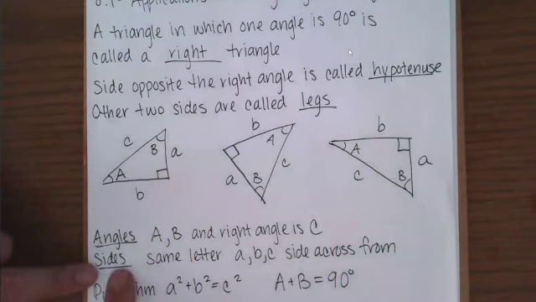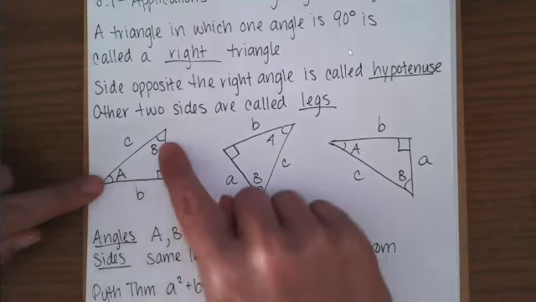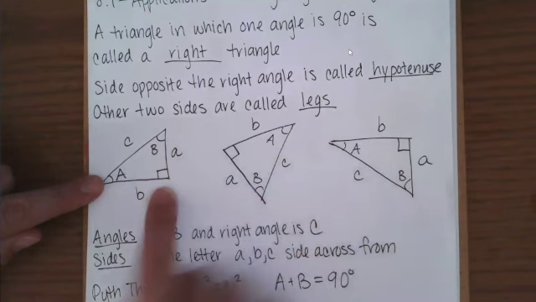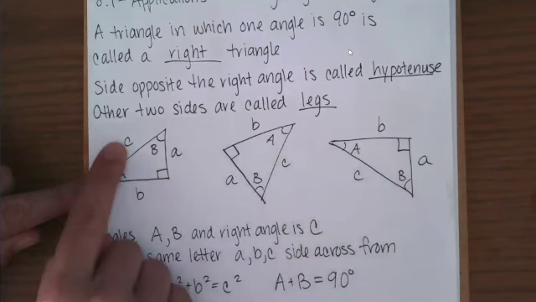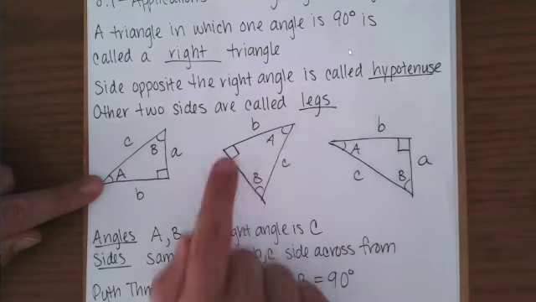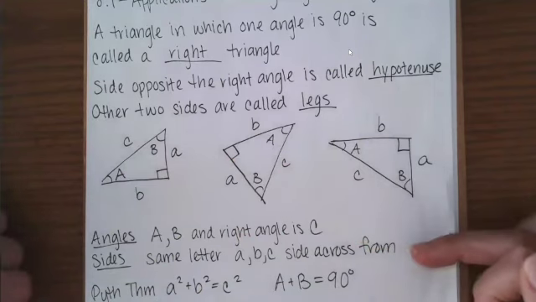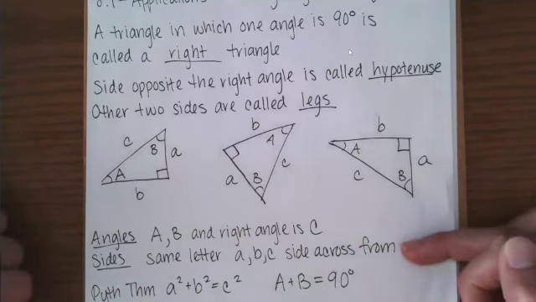The sides, we label them with the same letter A, B, C as the angle they're across from. So you can see in these pictures, here's angle A, across from that is side A. Here's angle B, across from that is side B. Here's angle C, across from that is side C. Angle A, side A, angle B, side B, angle C, side C. The angles are always given with capital letters and the sides are always given with lowercase letters.